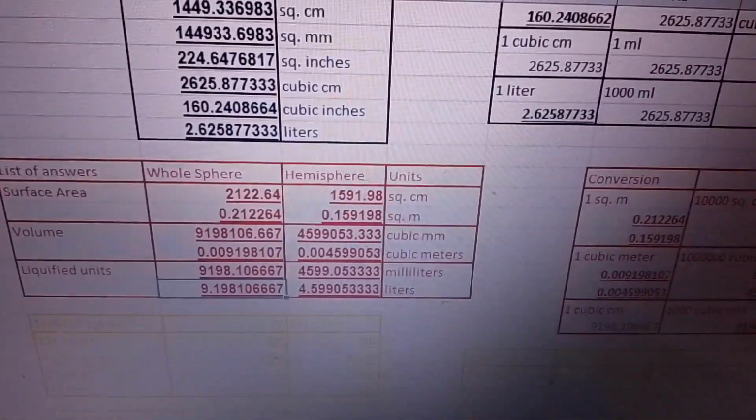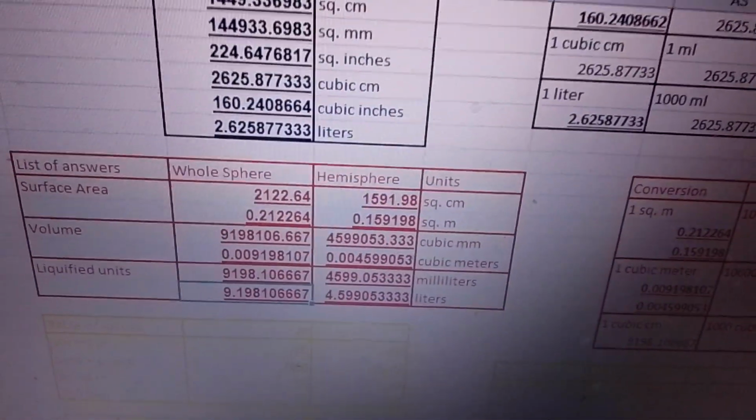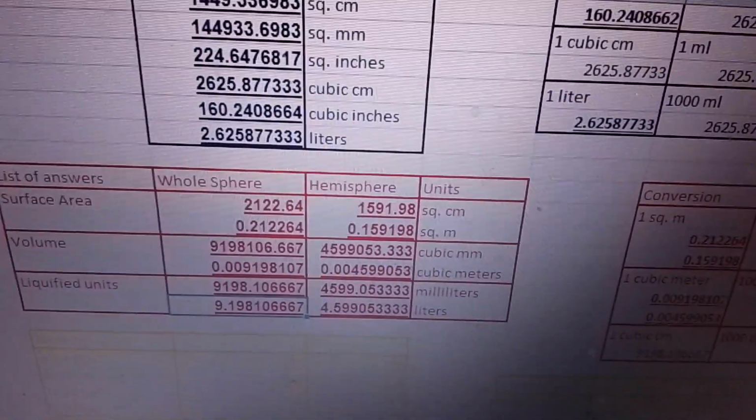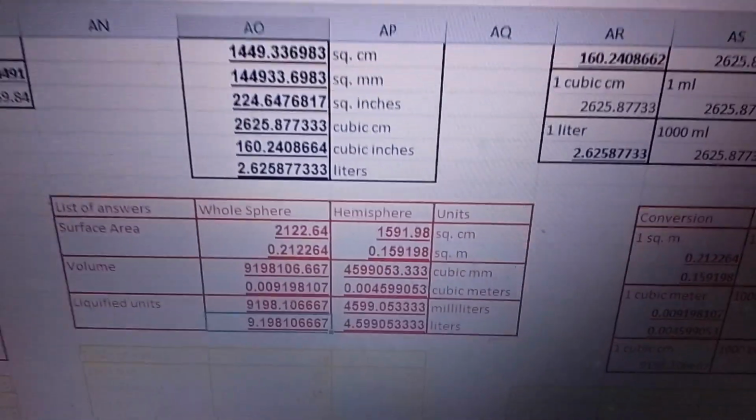Okay, back to the problem. So, remember, we solve for the volume of the sphere. Remember the volume of the sphere? It's supposed to be... remember how we got the volume? I did it in milliliters first.